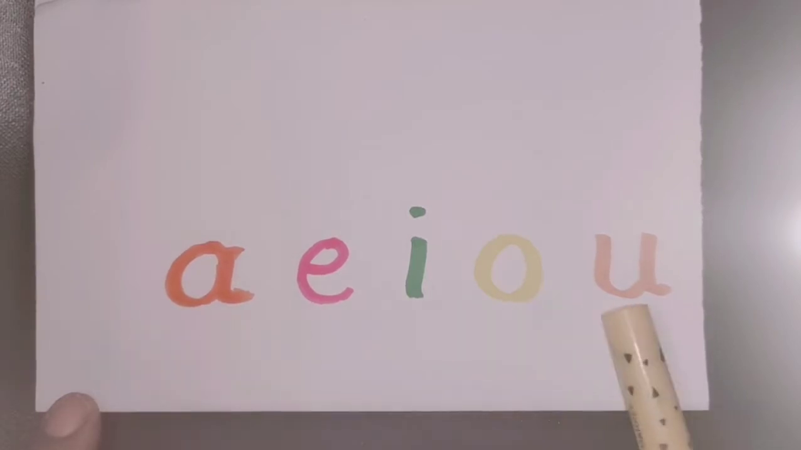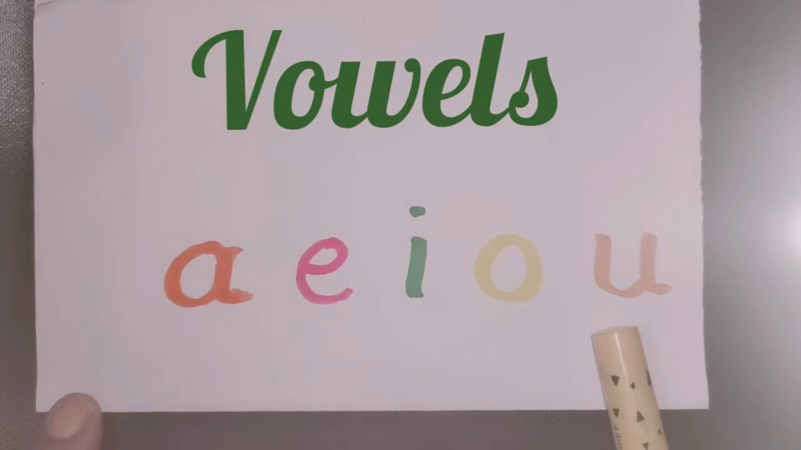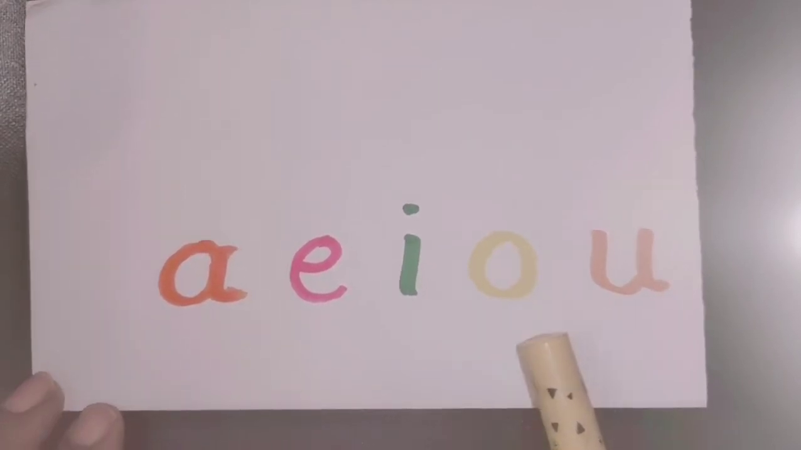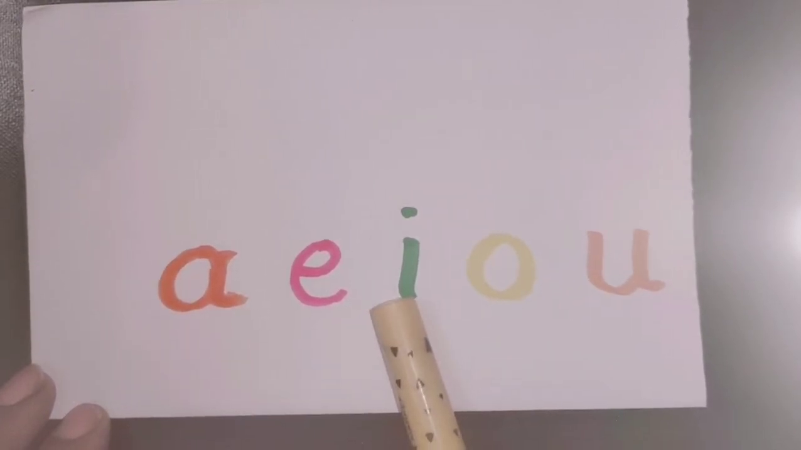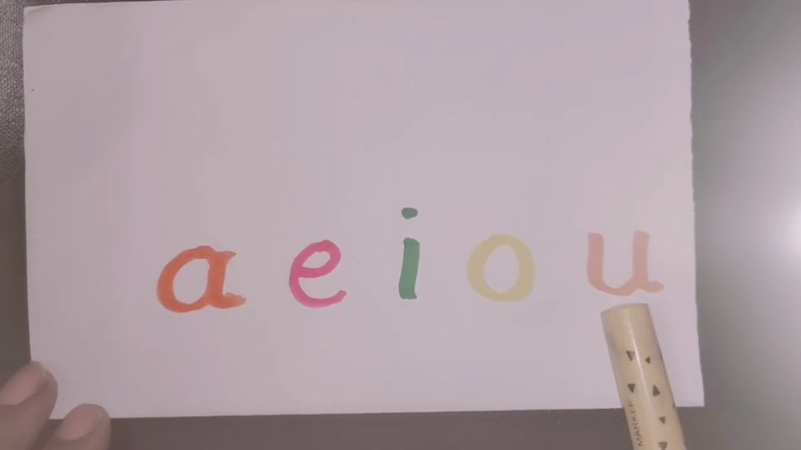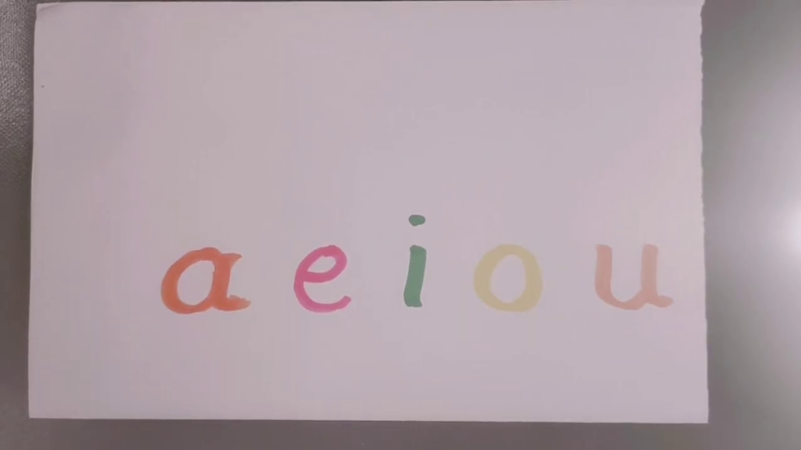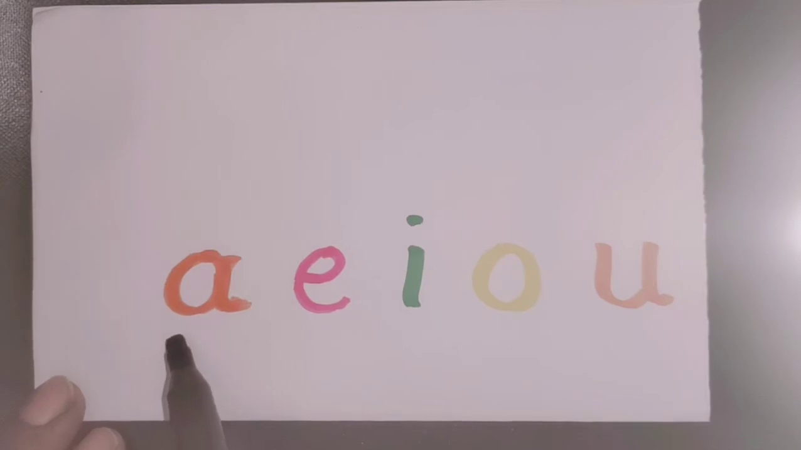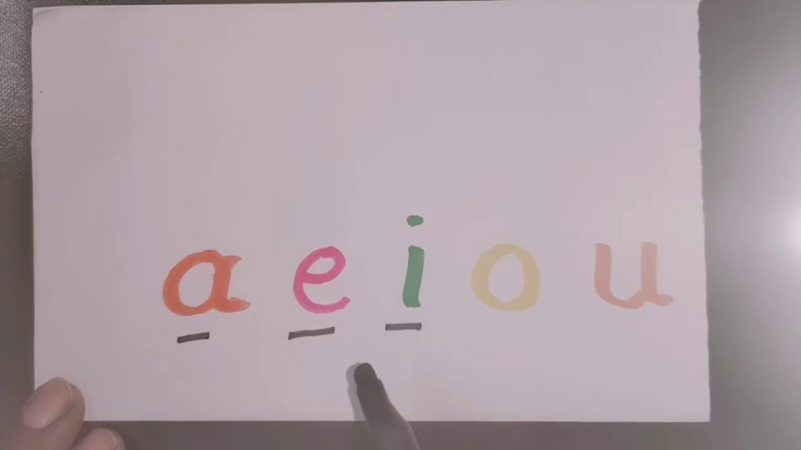Children, what are these? Can you guess this? In the previous class, I have explained you. These are vowels. How many vowels are here? Five vowels are here. What are they? A, E, I, O, U. In the previous classes, I have explained you A vowel, E vowel and I vowel.